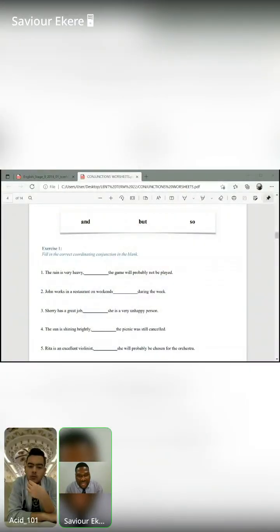So in the aspect of coordinating conjunctions, I understand that every student has a fair knowledge of coordinating conjunctions, such as and, but, so, or, yet, and all. For instance, the rain is very heavy, dash, the game will probably not be played. What would be the answer there?